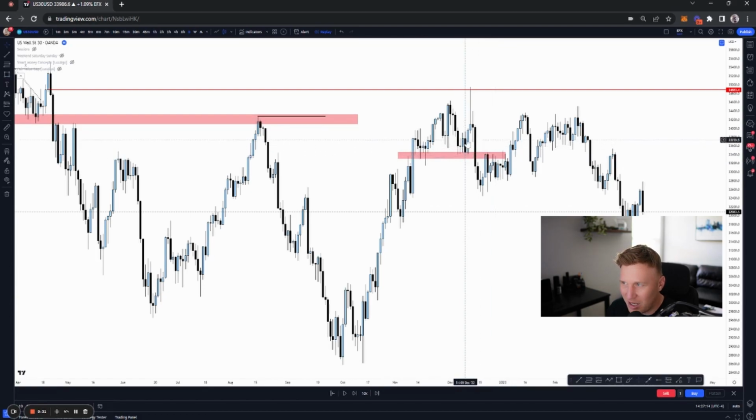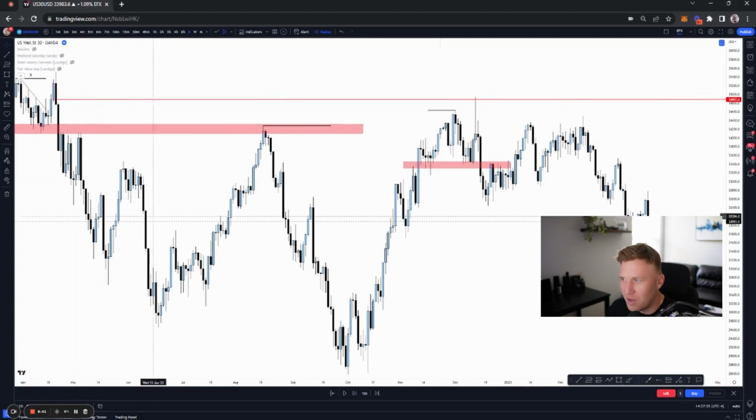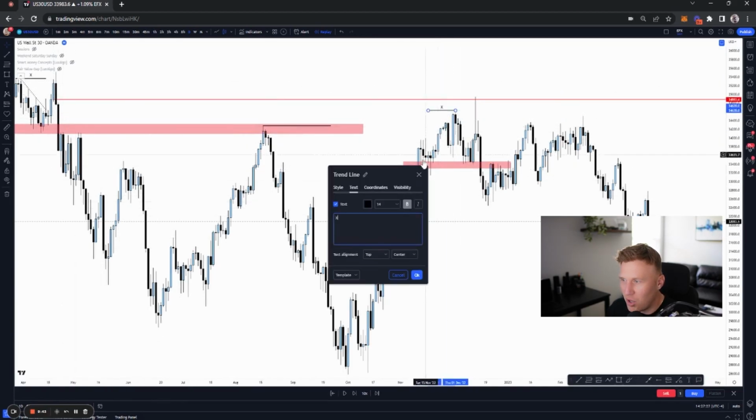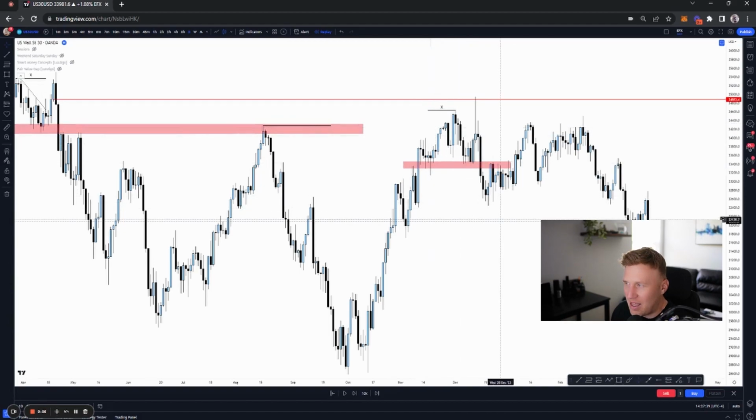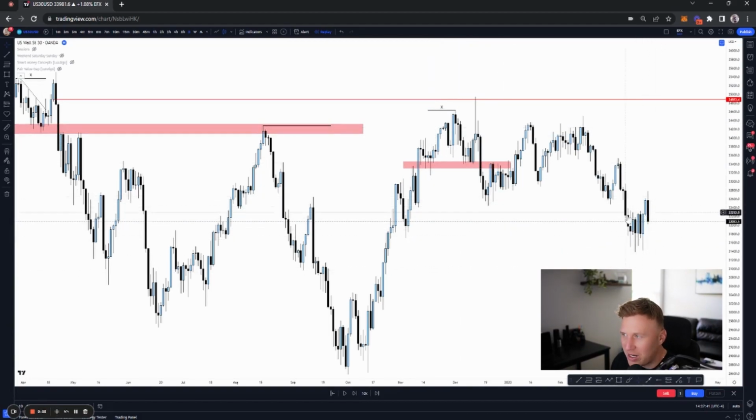We saw price aggressively push up above these highs right here, push into this daily manipulation candle here that started the move. And once we saw that happen, this ended up being a failed high, making a lower high, then a strong bearish impulsive move, making a low right here. So that is exactly what we're looking at in this price action right here.